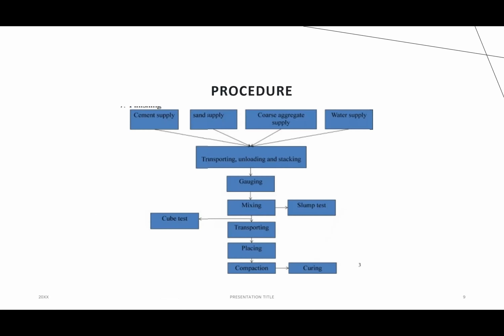The slump test is not part of it, but the concrete slump test measures the consistency of fresh concrete before it sets. It is performed to check the workability of freshly made concrete, and therefore the ease with which that concrete flows. It can also be used as an indicator of an improperly mixed batch. Then the concrete cube test. This is performed for the purpose of determining the compressive strength of the concrete element. Then after that, the concrete is transported, placed, and compacted.